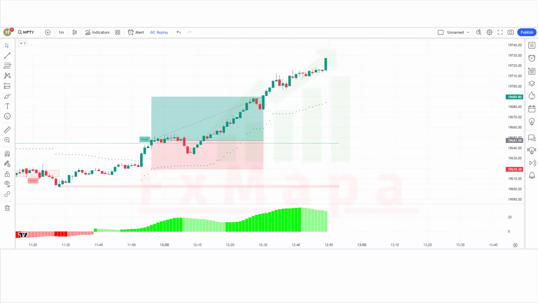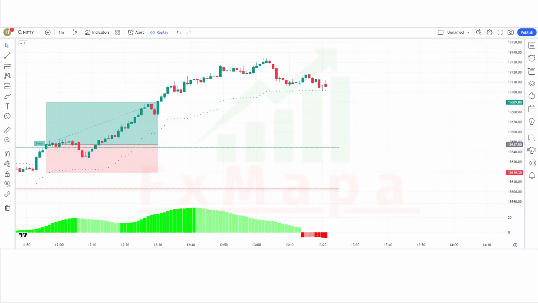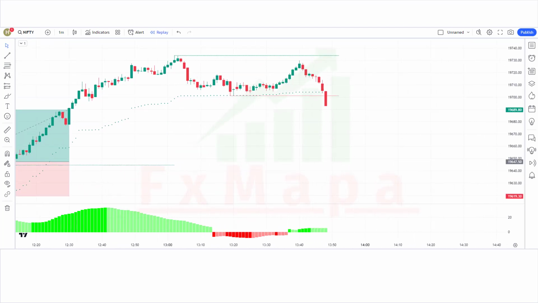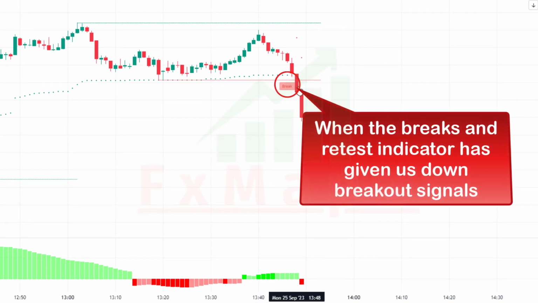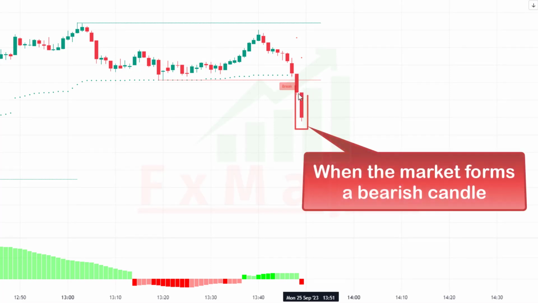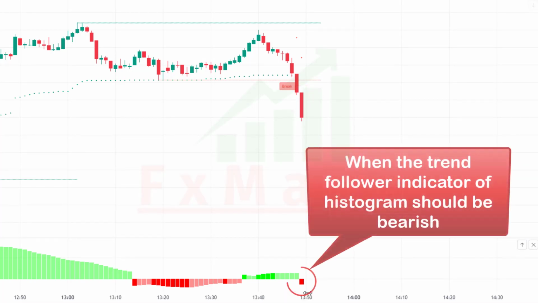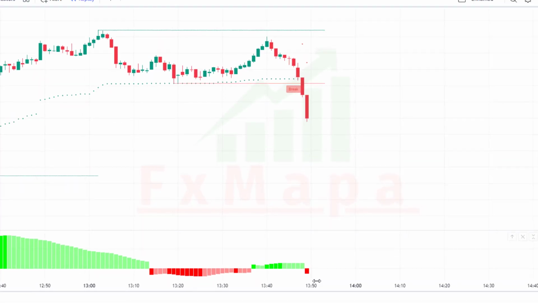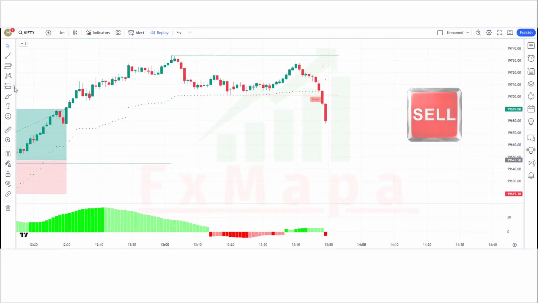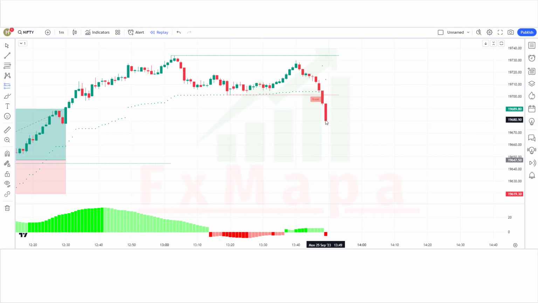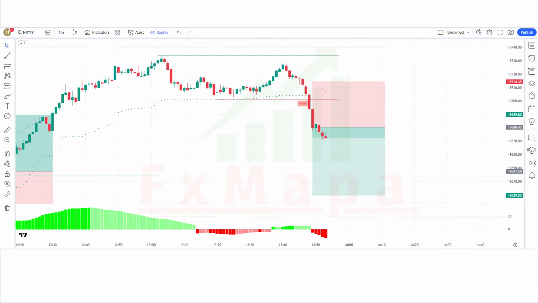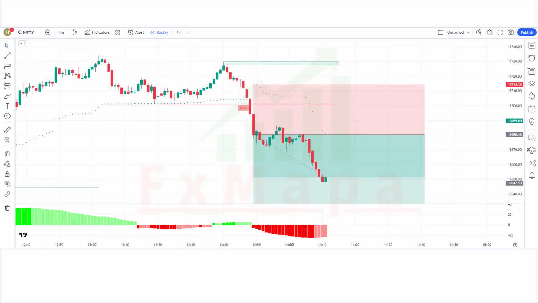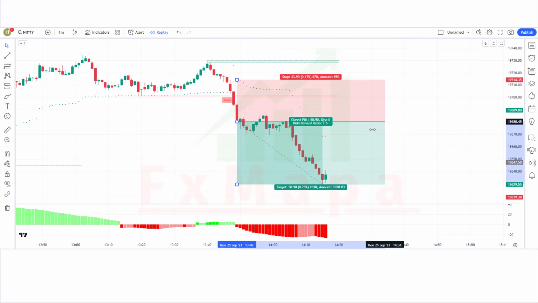Now let us understand short position. When the breaks and retest indicator has given us down breakout signals, when the market forms a bearish candle, and when the trend follower indicator of histogram is bearish, if this condition is fulfilled, then we will place a sell order. Our stop loss will be placed at the breaks and retests indicator of volatility stop, and the risk to reward ratio will be 1:1.5. The market has completely hit the target.